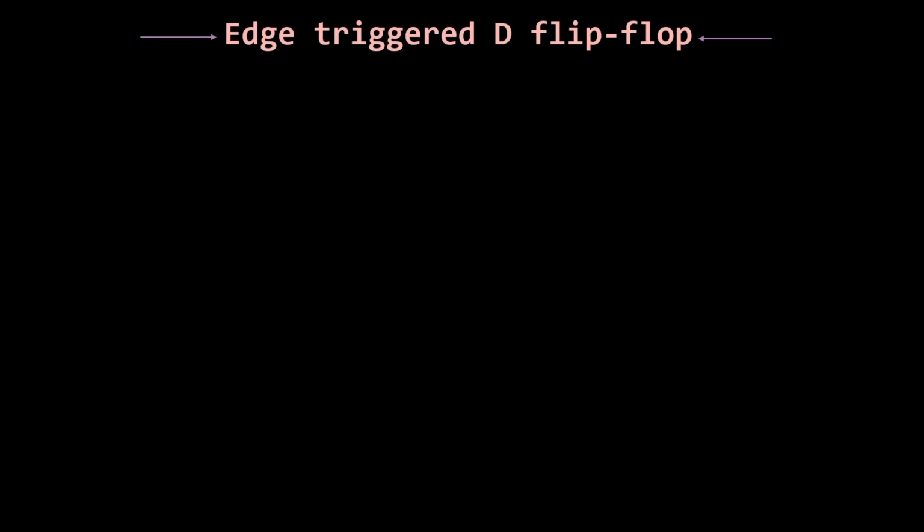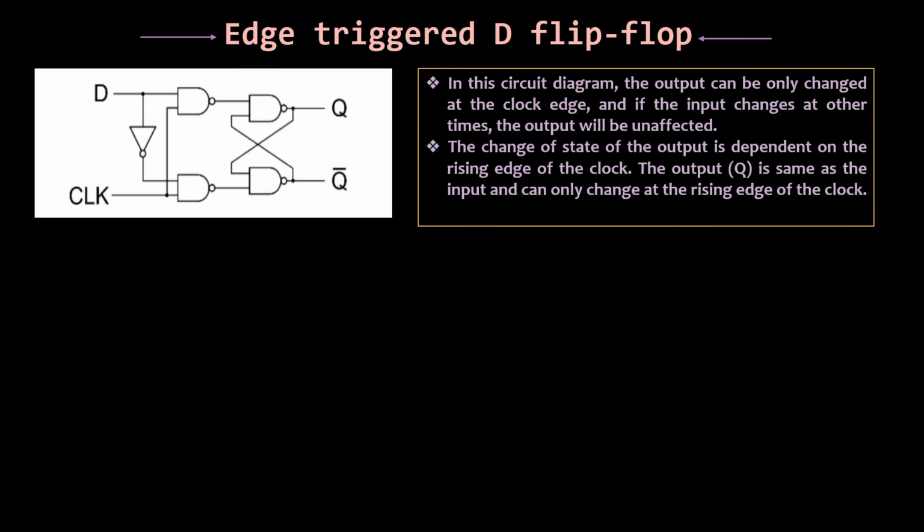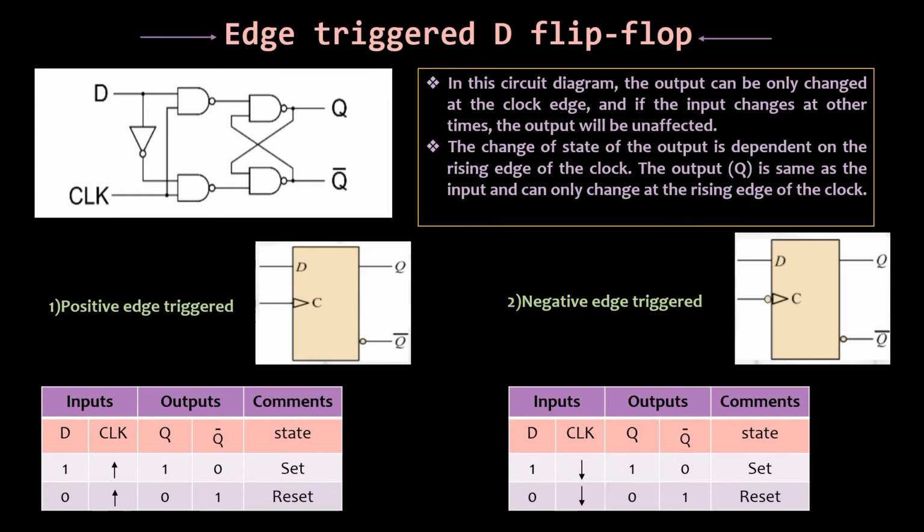Secondly, we have edge-triggered D flip-flop. In this circuit diagram, the output can only be changed at the clock edge, and if the input changes at other times, the output will be unaffected. The change of state of the output is dependent on the rising edge of the clock. The output Q is the same as the input and can only change at the rising edge of the clock.